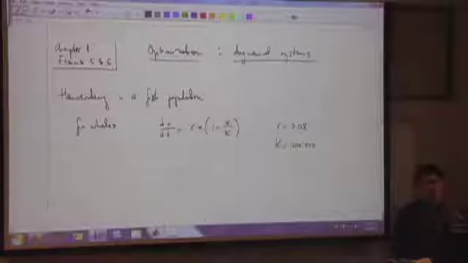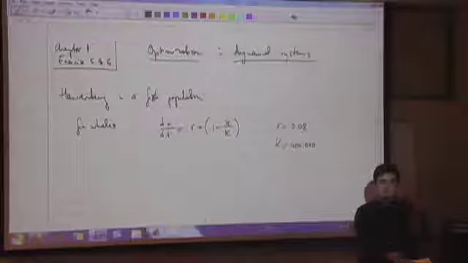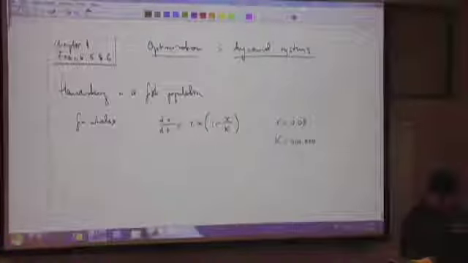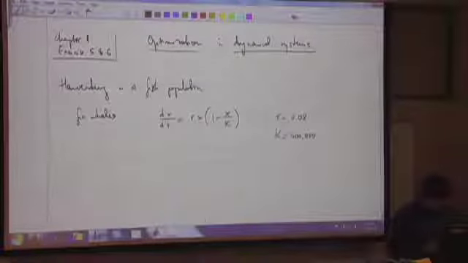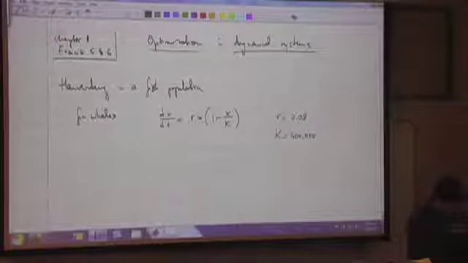Population. There's no competition. There is no, what else? Food source. But instead, what we have is some human intervention. Okay?